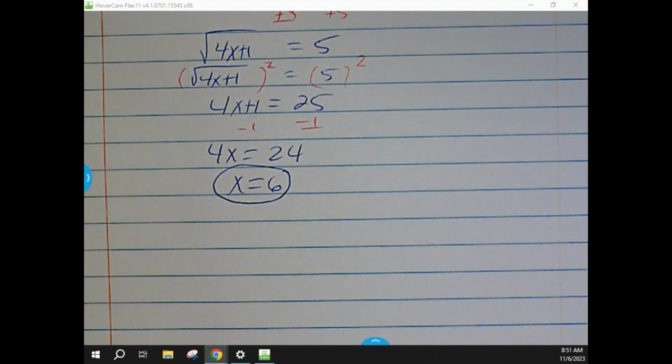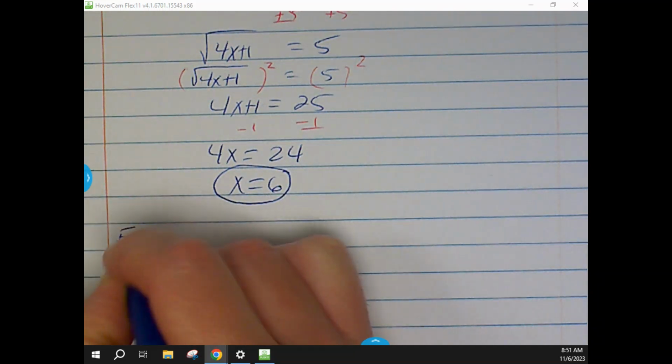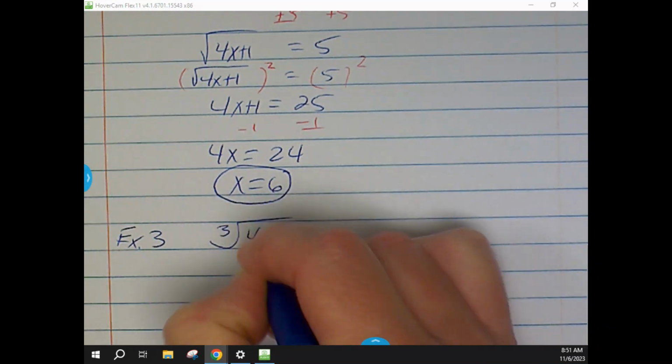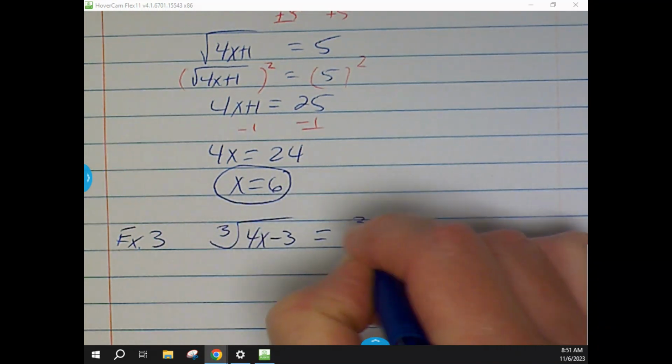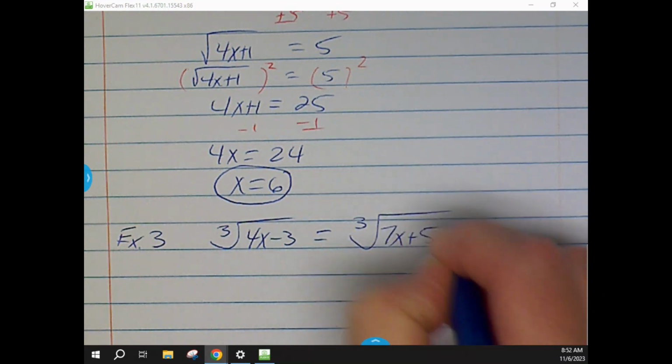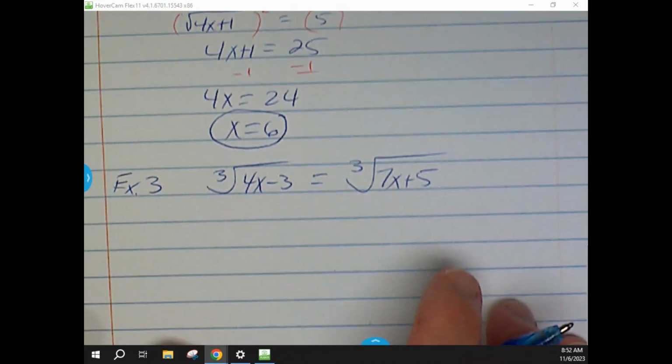Okay, so the same concept. No matter what it is, just use your index to help you know what power you've got to raise both sides to. Okay, let's give you one more before we do something a little bit different. So let's go third root of 4x minus 3 equals third root of 7x plus 5.